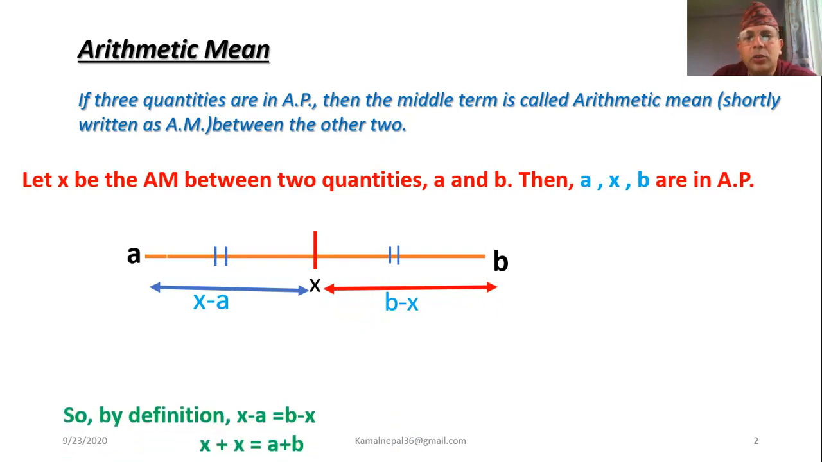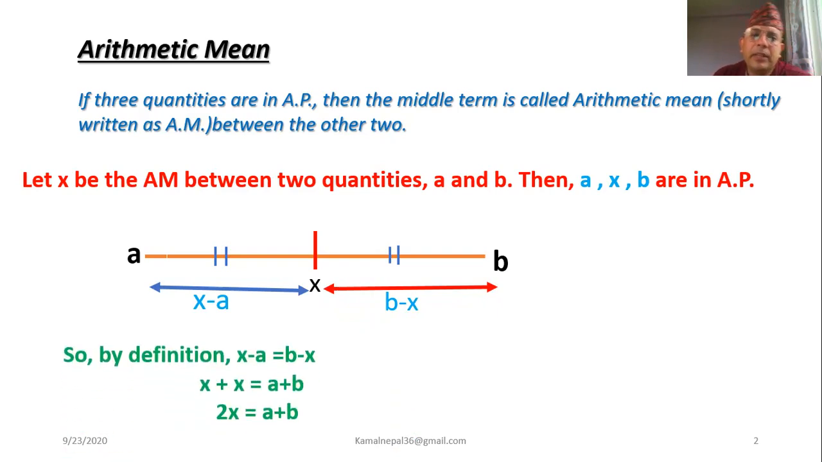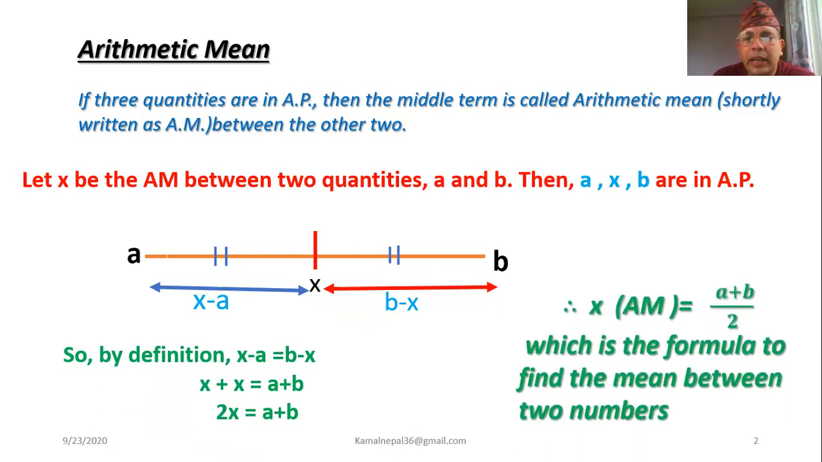Both are equal, so you can write down that both are equal by definition. X minus A is equal to B minus X. So X plus X is equal to A plus B, and 2X is equal to A plus B. Then you can write X, your AM, is A plus B divided by 2, which is the formula to find the mean between two numbers. Don't forget, if you have two terms and you are going to find the mean between them, you can use this formula A plus B divided by 2.